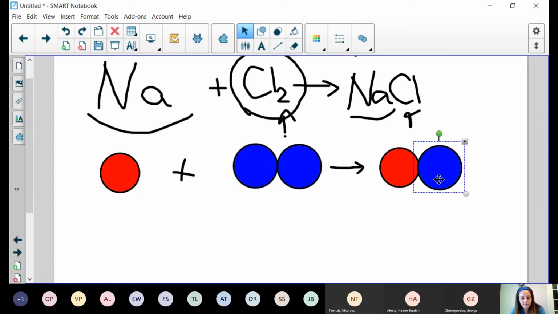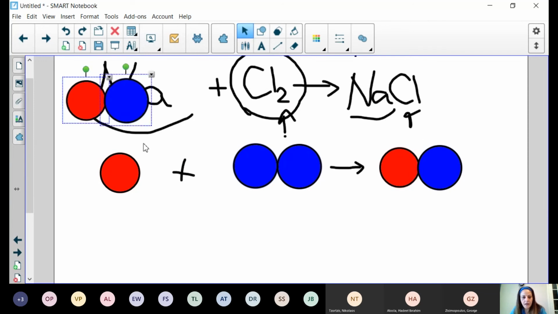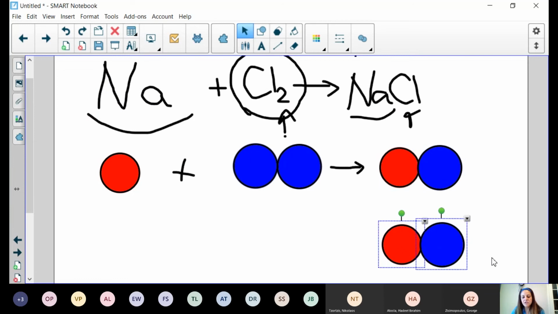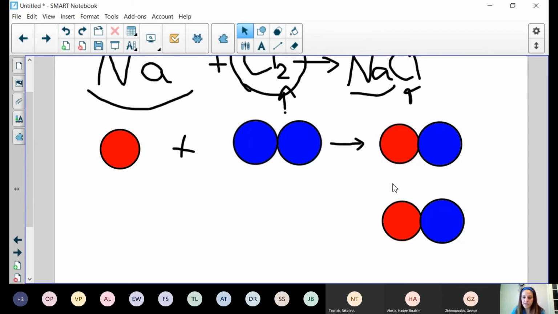So what I'm gonna do, I'm gonna add an extra salt molecule. So now this works out. I have two blues and two blues, but now I have a new problem. I have two reds on the product side and only one. So this means I'm gonna have to add an extra red over here. So it balances. So now it works out. I have two reds, two blues, and here I also have two reds and two blues.